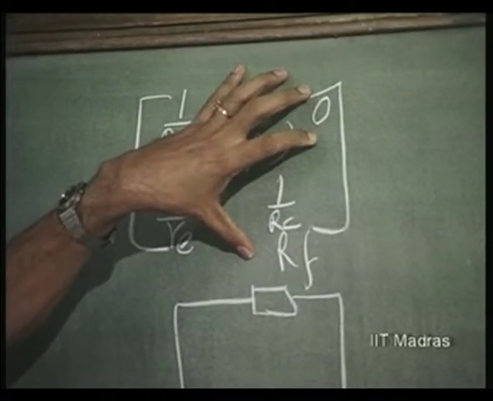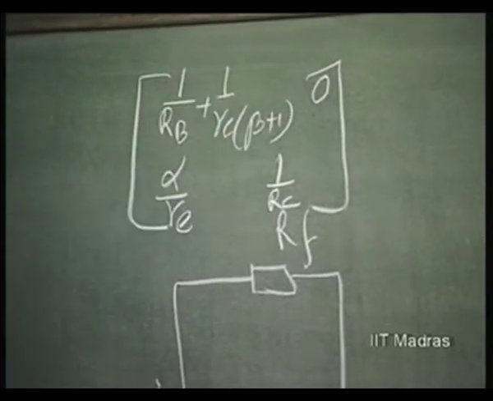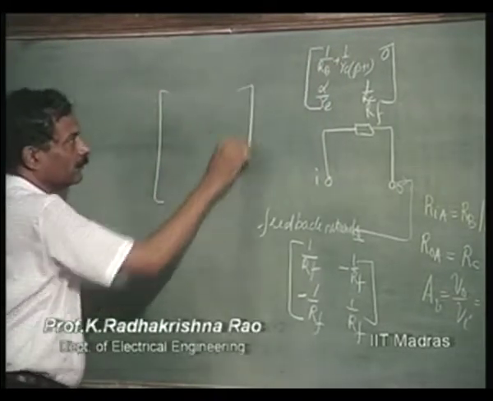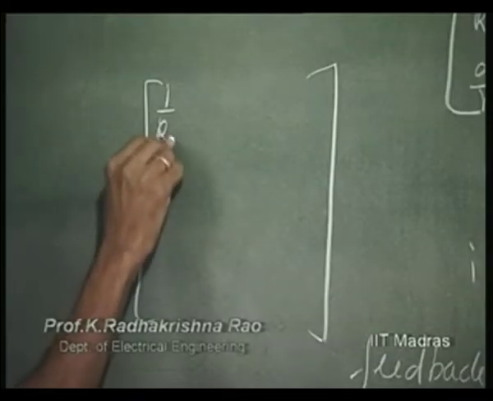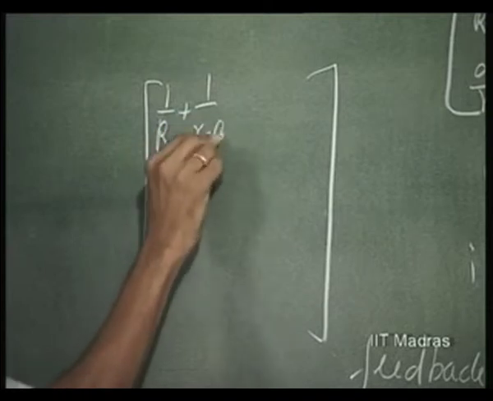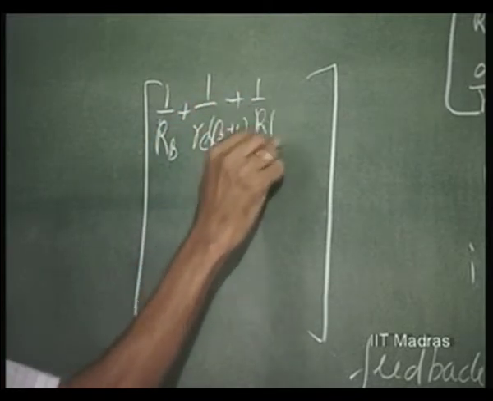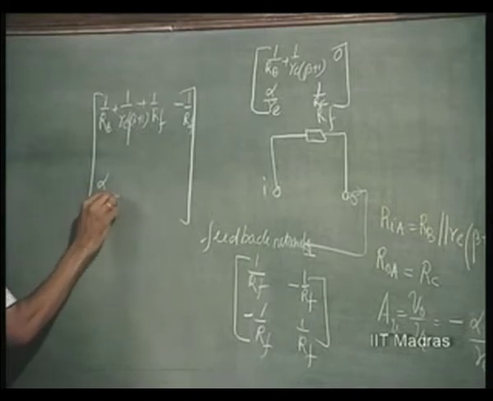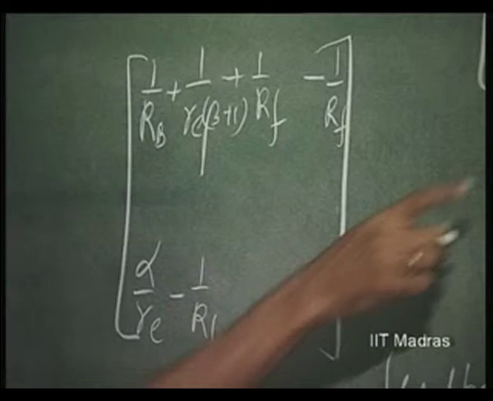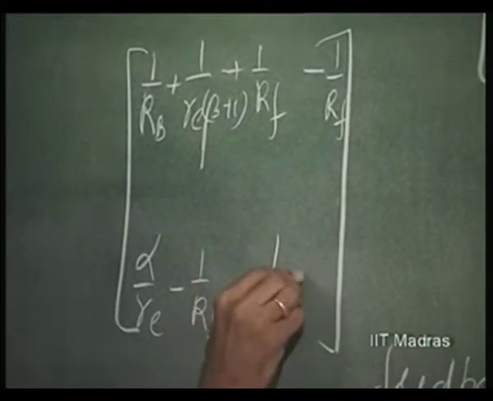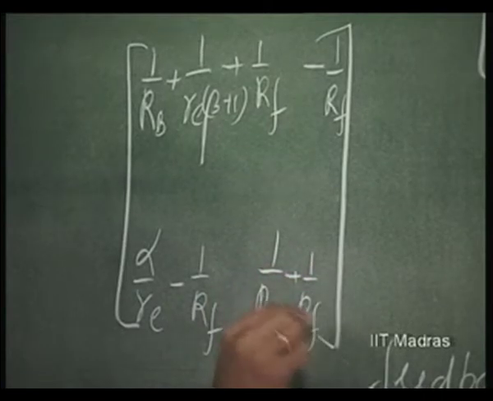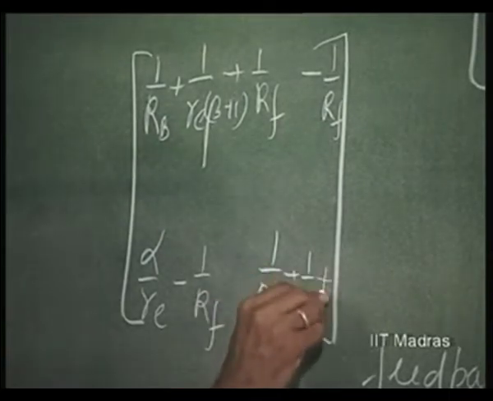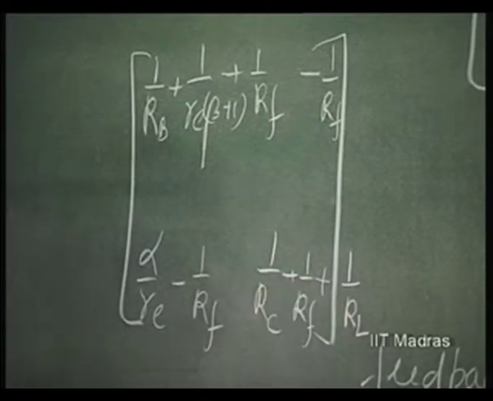So, this is the Y parameter of the amplifier. What is the composite Y parameter of the amplifier plus feedback network? This plus this. So, the composite Y parameter is 1 over Rb plus 1 over Re into (beta plus 1) plus 1 over Rf, and minus 1 over Rf is the other part. Here it is alpha by Re minus 1 over Rf. Then we have 1 over Rc plus 1 over Rf. Now, if you want the effect of the load to be taken into account, that can be added as an admittance 1 over RL.